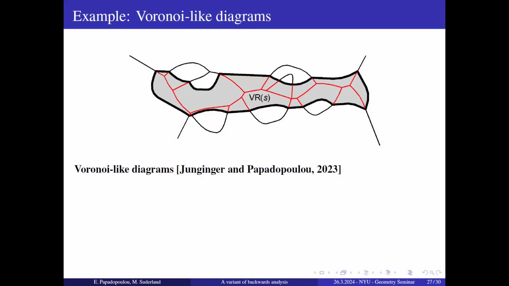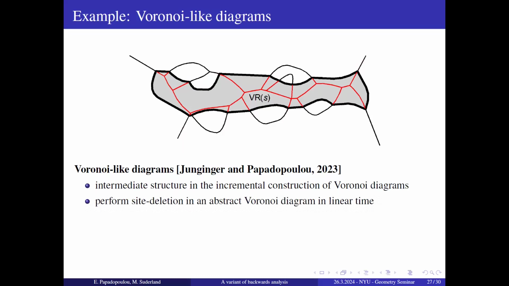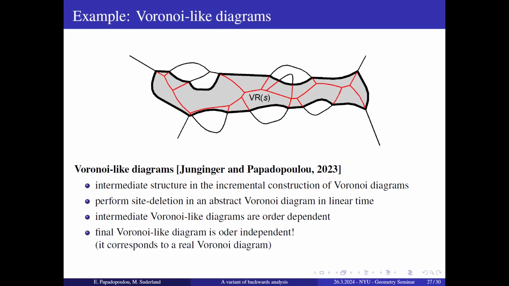And yeah, Warner-like diagrams are a tool for doing this updating step for generalized sites. So they are an intermediate structure for doing such an incremental construction. They work not only for line segments, but for abstract Warner diagrams, which are a bigger class. With these Warner-like diagrams, one can do this updating step also in linear time. It is very interesting that these intermediate Warner diagrams are order dependent, but the final output is not. So the final Warner-like diagram, when we do all the insertion steps, corresponds to a real Warner diagram, which is again order independent.